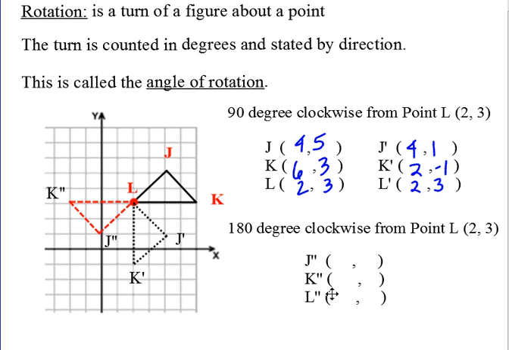So let's put down what our points are. We notice that, again, our L is not changing. That's going to stay at 2, 3. But when we take a look here at K double prime, we're at -2, 3. And J double prime is at 0, 1. So hopefully this will give you an idea of what a translation is, what a reflection is, and what a rotation is, and how it all looks and how it all reacts with everything around it.